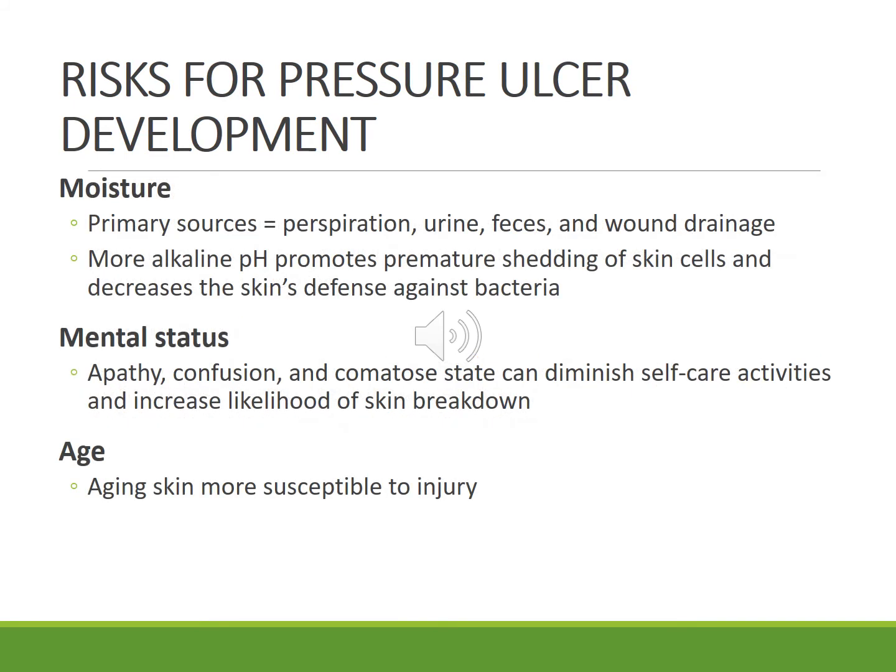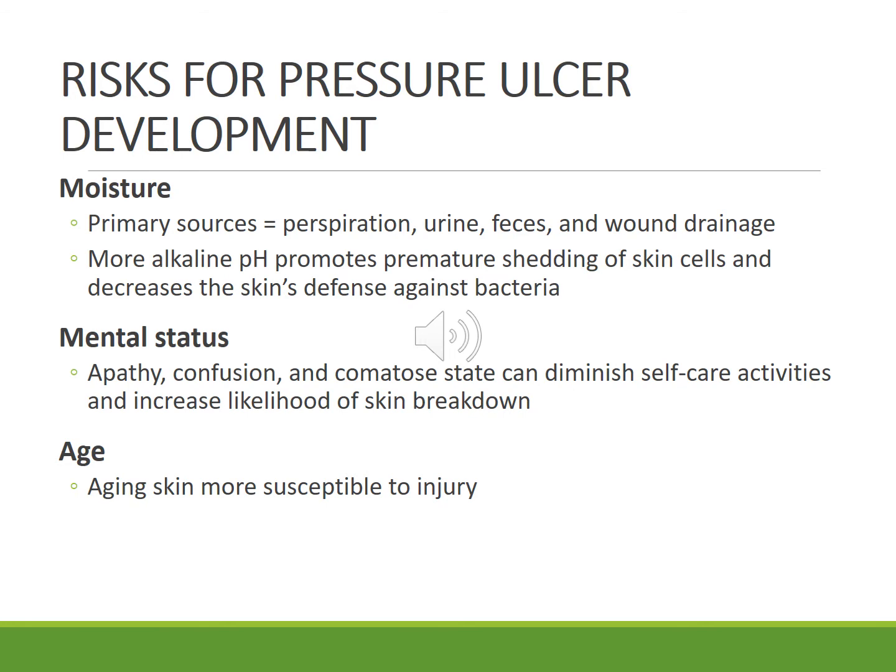As we continue on with risk factors for pressure ulcer, moisture. So when we think about moisture, primary sources: perspiration, if the patient's really sweaty, urine and feces, and wound drainage. So if you have a patient that's incontinent of urine and feces, it is so important that we are checking them and we are changing them frequently. The more alkaline a pH promotes premature shedding of skin cells, and it decreases the skin's defenses against bacteria. I've seen multiple patients that are incontinent of urine and feces, and they begin to have this red and sore breakdown of their skin. So again, it's so important that we are checking our patients and we are changing our patients frequently. And the same with wound drainage. If we are getting a lot of wound drainage out, eventually, if that's laying on the skin for too long, we are going to see some breakdown from that wound drainage.